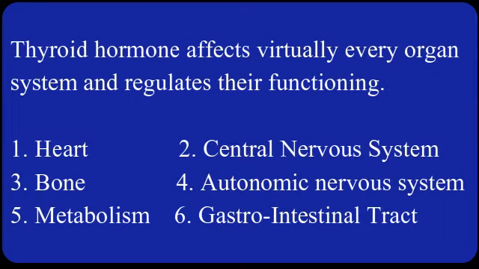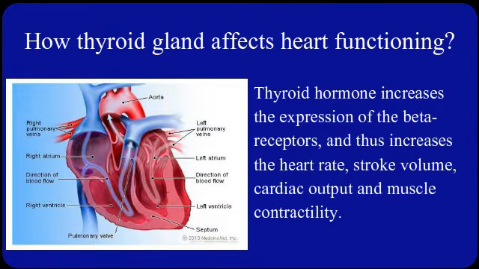Thyroid hormone affects virtually every organ of our body and regulates their functioning. These are: number one, heart; number two, central nervous system; number three, bones; number four, autonomic nervous system; number five, metabolism; and number six, gastrointestinal tract functioning. Let us see how the thyroid gland and its hormones affect heart functioning. Thyroid hormone increases the expression of beta receptors in the heart and thus increases the heart rate, stroke volume, cardiac output, and muscle contractility.